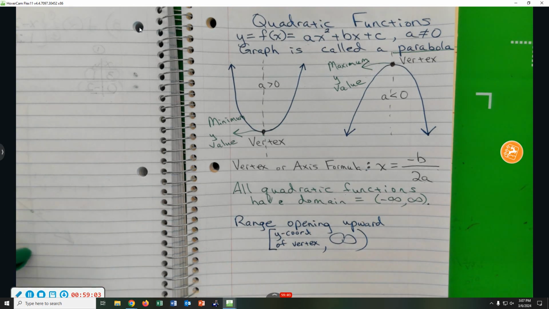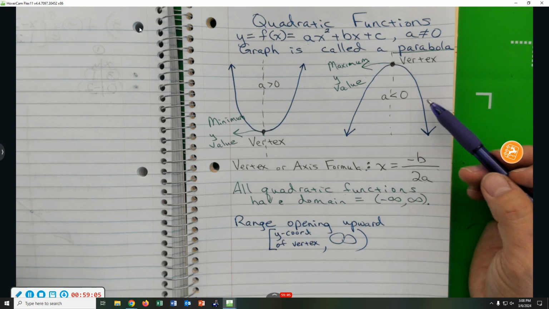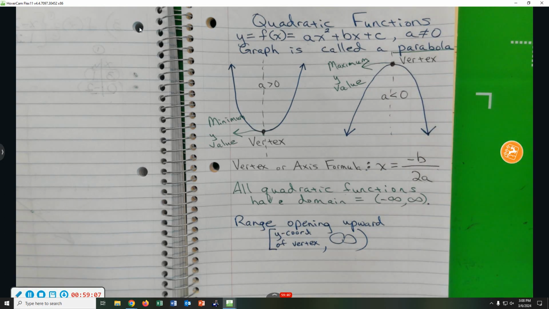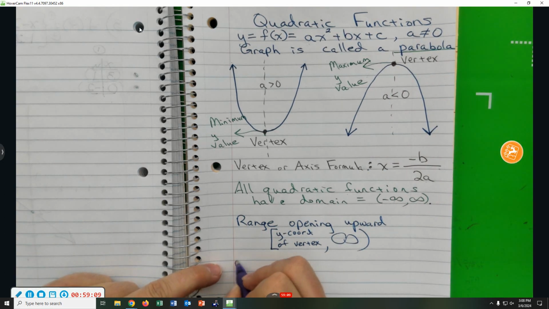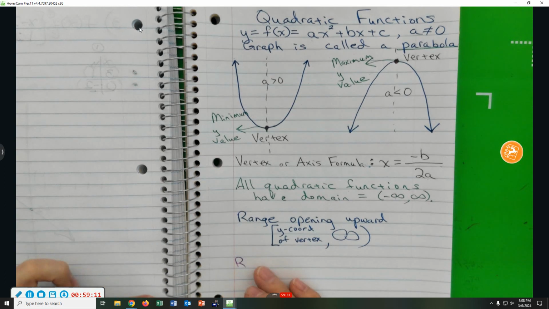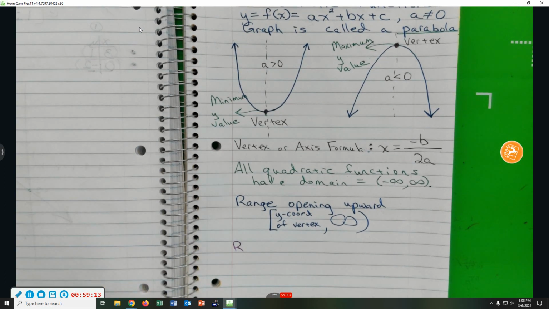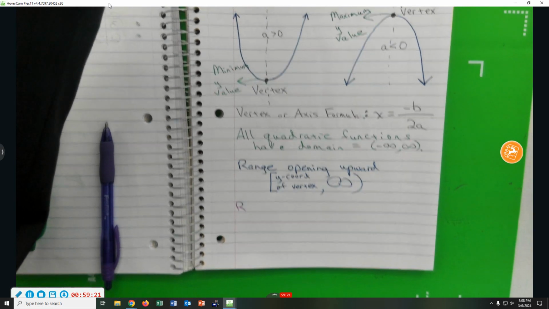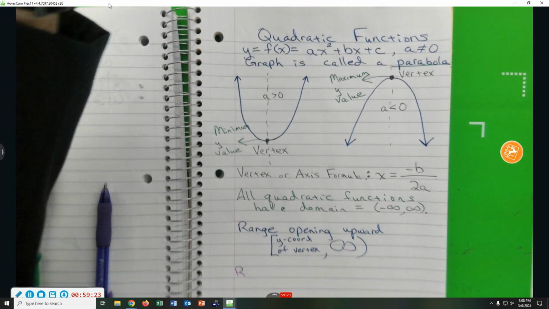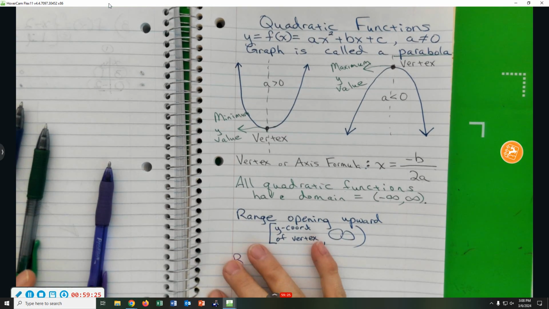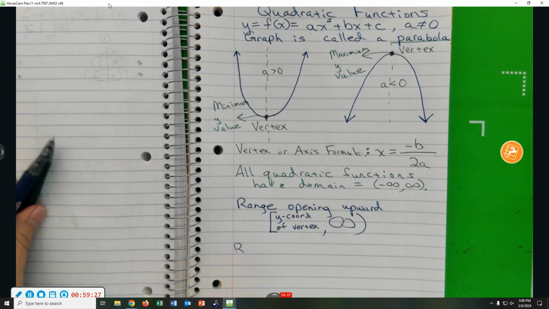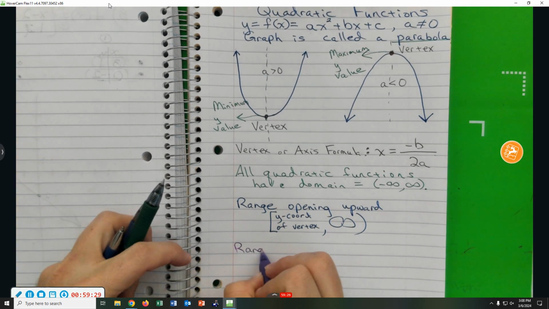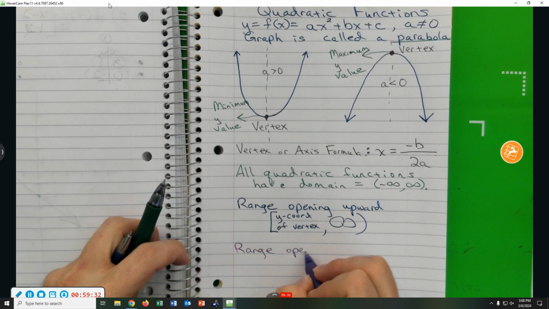What about the range of a parabola when it's opening downward? I'll say range, opening downward. Oh, I'm running out of room. Can I shrink this in? No, I'm not going to be able to shrink it. I'm going to do a manual zoom out. There, okay. Move it up like that. Okay, range, opening down.